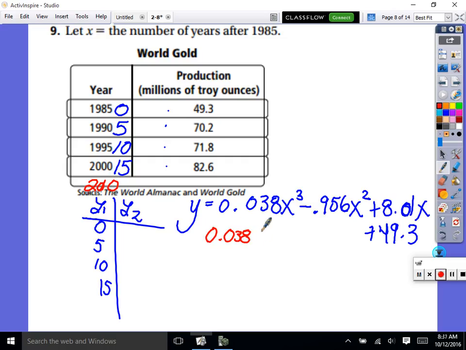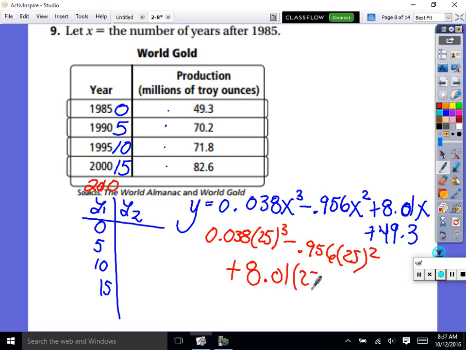0.038 times 25 cubed. Everybody should be typing this in. So minus 0.956 times 25 squared plus, you guys be really careful, type it in right, because that's what's taking us so long, is we're not being careful when typing in things. 8.01 times 25 plus 49.3.